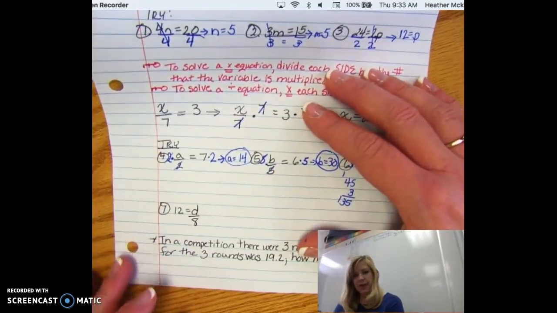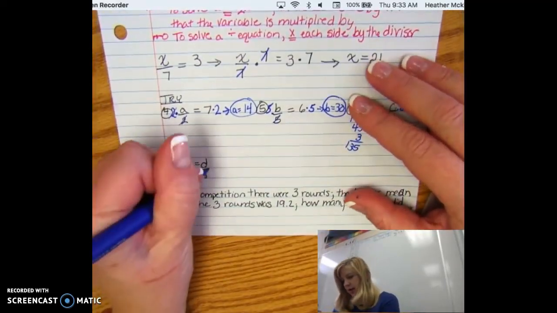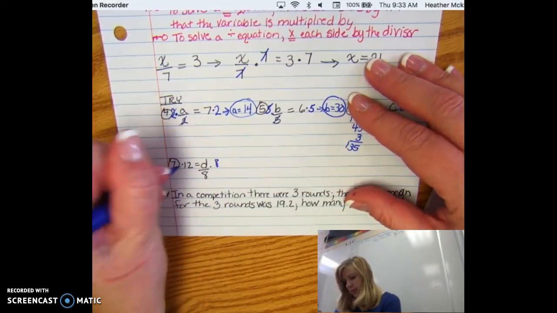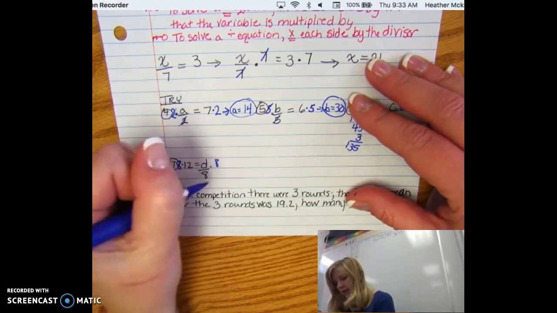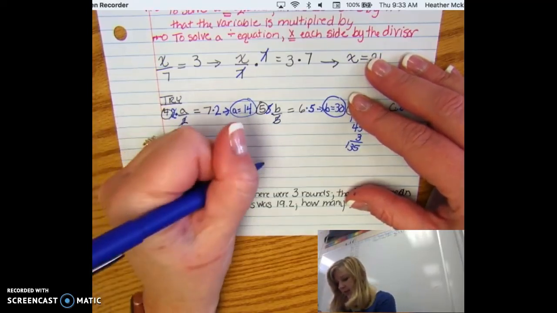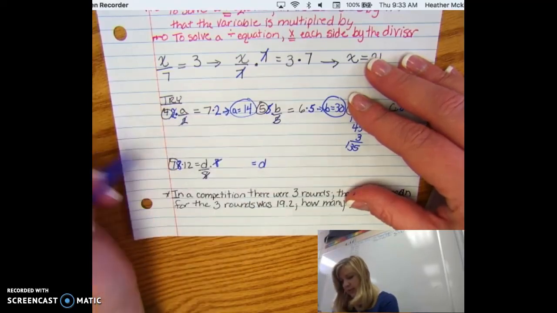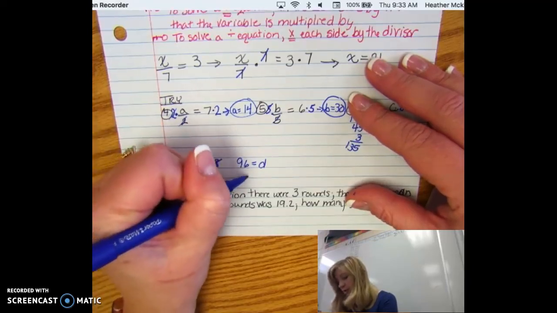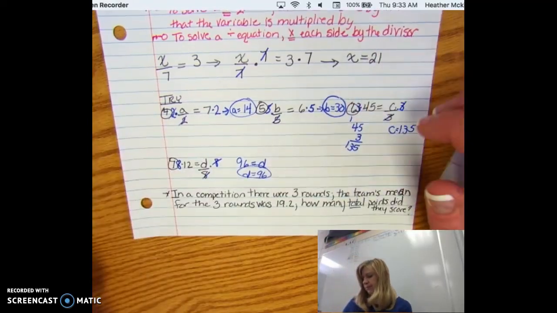And number 7. I know that I've got to multiply this side by 8, so I can get rid of it. And then I'm going to multiply this side by 8. And so this is going to cancel out. So D is going to equal whatever 8 times 12, which should be 96. Or you could do D equals 96. Either I would count as correct.